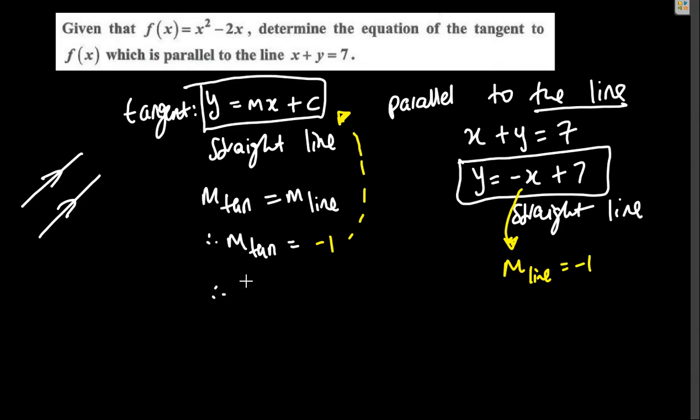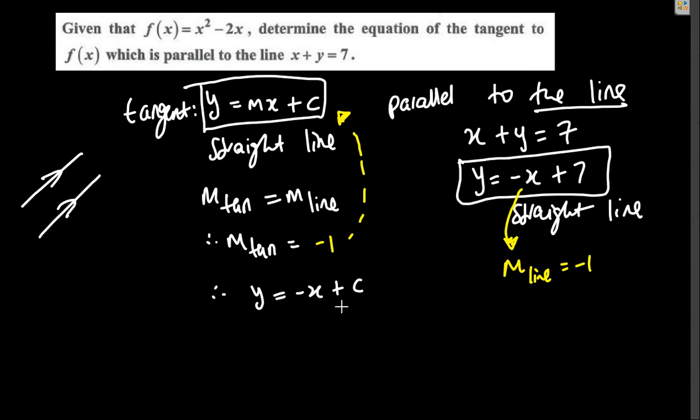To say therefore our equation of the tangent must be y is equal to -x plus c. Now we're just left with finding c. When they tell you that the equation of that tangent must be parallel to the line, they're already telling you that they must have the same gradient. And since here the gradient is -1, it means our tangent must also have a gradient of -1. So we have it here. Now the only thing we're left with finding is c.